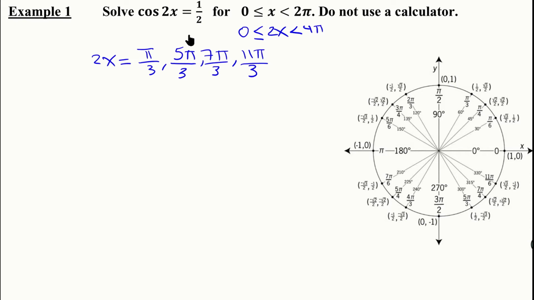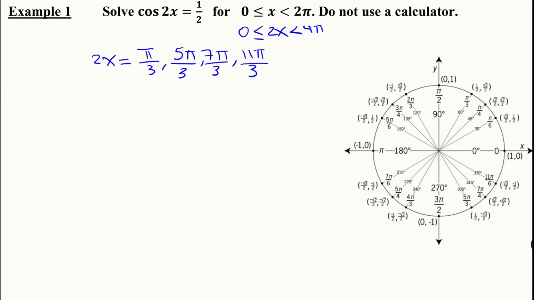But remember, when we solve an equation, we don't solve for 2x, we solve for x. So now we need to go through and multiply all of these by 1/2 to get the values of x. In other words, we're multiplying both sides of this equation by 1/2. And of course, this is not a single equation, this is several equations. One is 2x equals pi over 3, the next is 2x equals 5 pi over 3, etc.